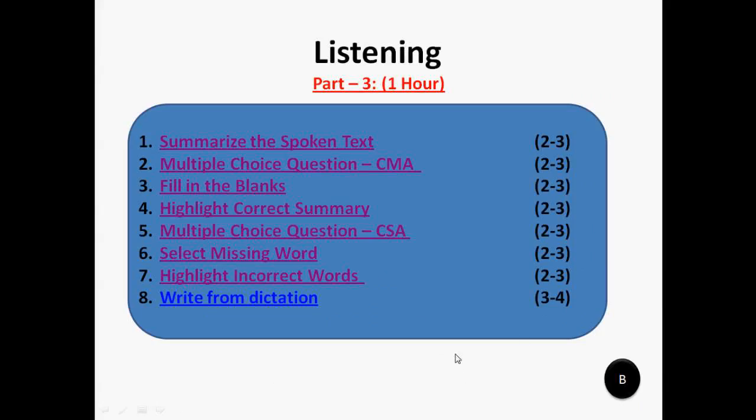And the last, concluding and the most interesting one, because after this you're happy to leave the test center, is Write from Dictation. Okay, so in this, the simple strategy is listen to the audio, because whatever you listen to, it echoes in your brain for some time. It will be there with you.